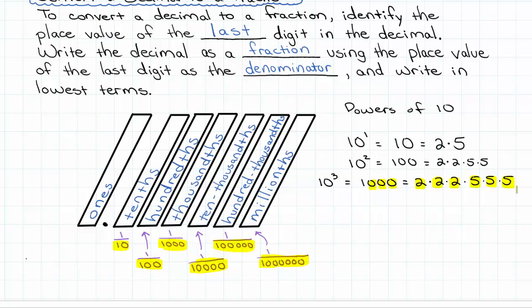So notice here, 3 zeros, 3 factors of 2, 3 factors of 5. That's always going to happen. If you count up the number of zeros in your power of 10, that's going to tell you how many factors of 2 and how many factors of 5 you're going to have in that prime factorization. And that's very helpful when it comes to reducing your fractions.